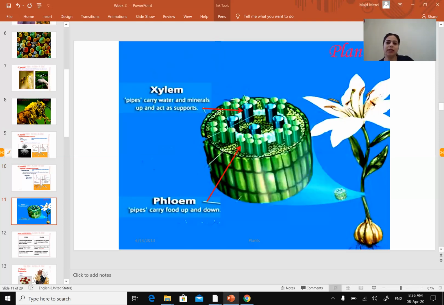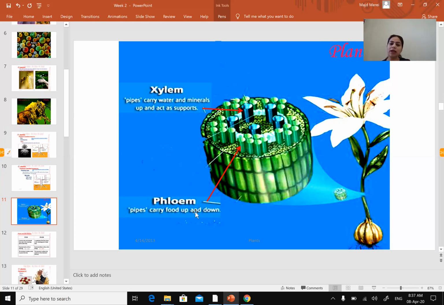This slide here, for example, shows xylem and phloem within a cross-section in the stem. Xylem pipes carry water and minerals up only in one direction and act as support. Phloem pipes carry food up and down. Now, I'm not going to discuss the arrangement of xylem and the phloem, because while you are watching the second video, you will notice that they will mention the arrangement, okay?